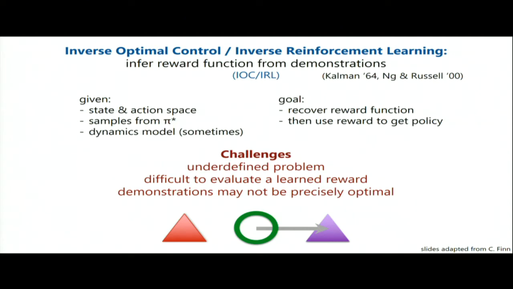The other problem is that it's actually quite difficult to evaluate a learned reward. And by difficult, I mean difficult computationally. So typically, IRL algorithms will have this structure where they attempt to improve the reward function. And then to evaluate how good that reward function is, or to compute its gradient or something like that, they need to actually solve the corresponding forward reinforcement learning problem.